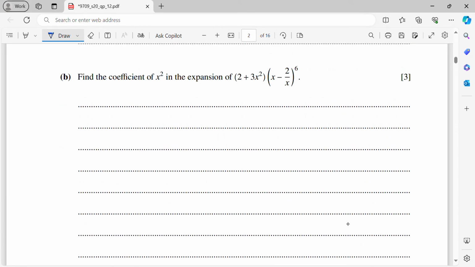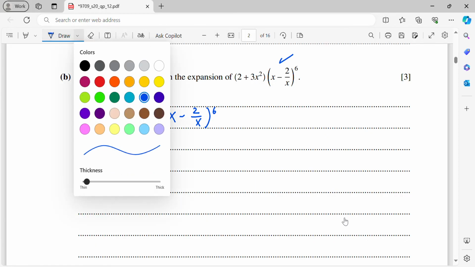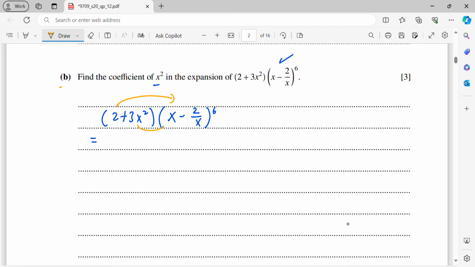Now part B, find the coefficient for x squared in this expansion. Just now we have found the term of x minus 2 over x to the power of 6. So now I will just add one more. So rewrite the question first, and then here I will change it into just 2 expansions. So 2 times the bracket and plus 3x squared times the bracket. So it will be 2 of the expansion, or 2 of the terms, plus 3x squared of the other term.